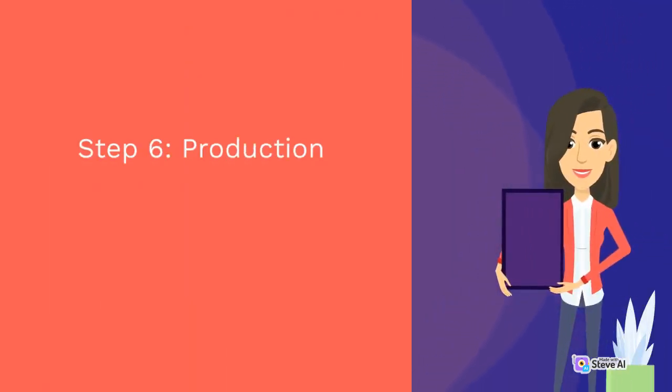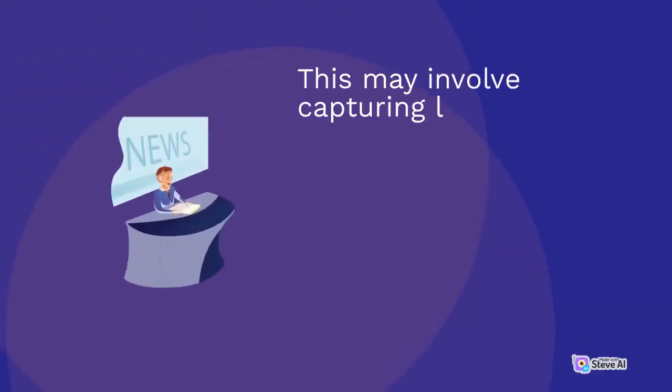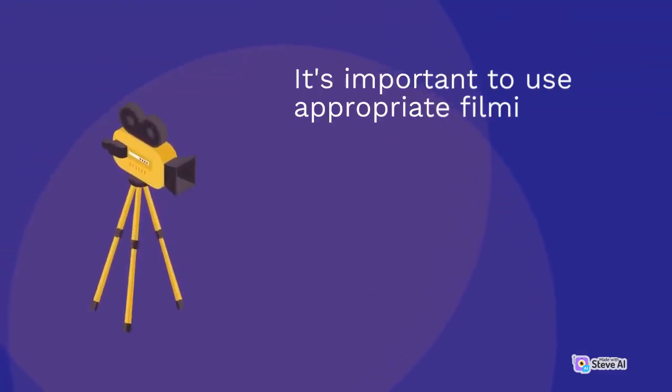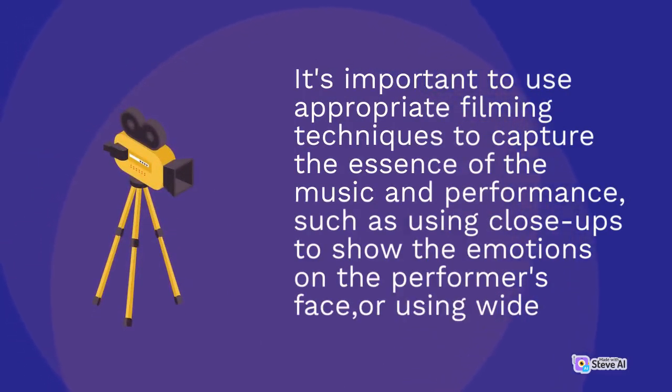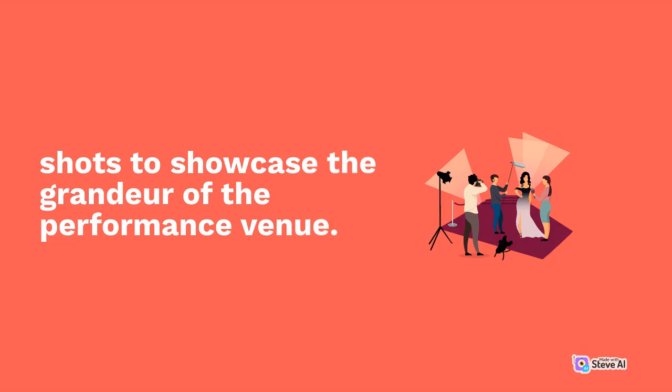Step 6. Production. The production phase involves actually shooting the film. This may involve capturing live performances, rehearsals, interviews with musicians and performers, and capturing B-roll footage of the location and surroundings. It's important to use appropriate filming techniques to capture the essence of the music and performance, such as using close-ups to show the emotions on the performer's face, or using wide shots to showcase the grandeur of the performance venue.